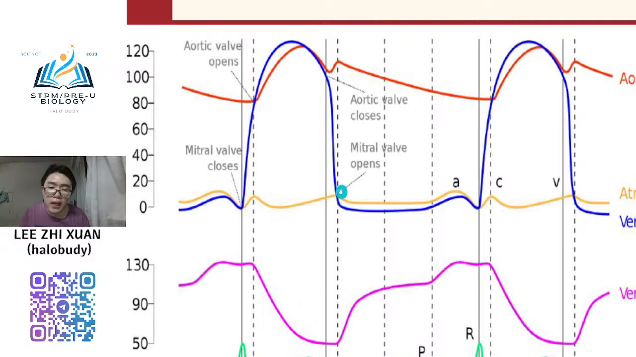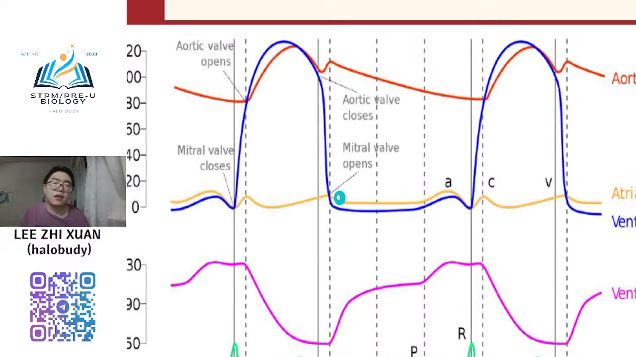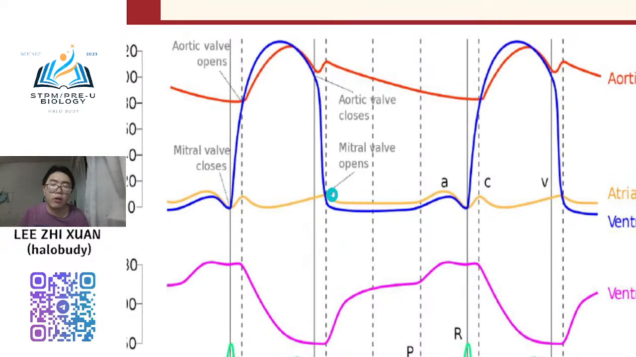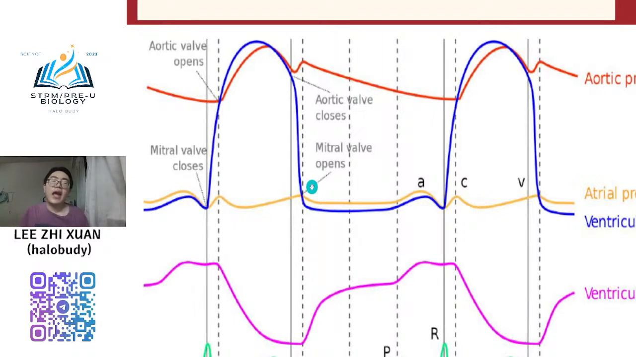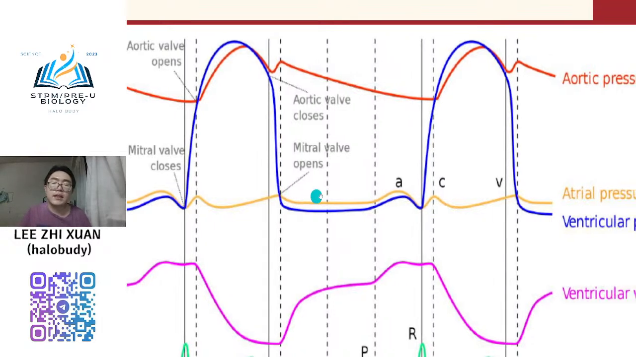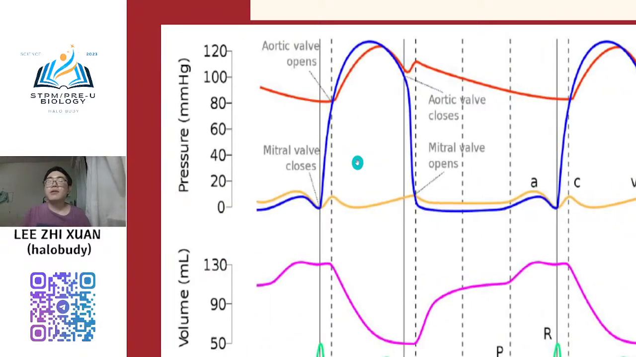Okay, and then when the ventricle pressure decreases until normally it is 0 or equal to the atrial pressure, the AV valve will start to open. So when the AV valve starts to open, it means it has entered ventricular and atrial diastole. So the blood from the vena cava and also from the pulmonary vein will start to enter into the heart and fill into the ventricle. And then this process repeats, repeats, and repeats.